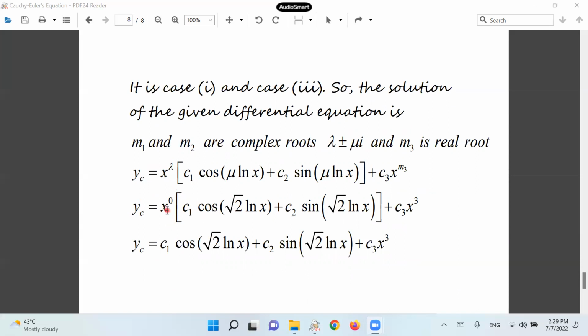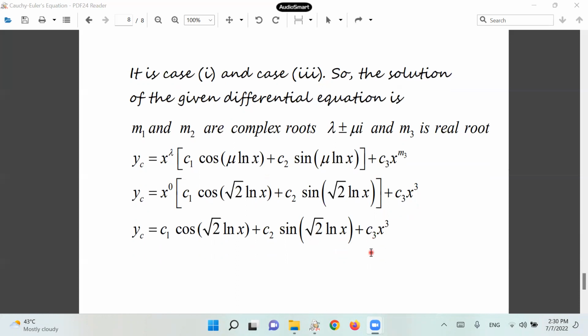Since lambda is equal to 0, x power 0 will be 1. So the answer will be c1 cos of square root of 2 ln x plus c2 sine of square root of 2 ln x plus c3 x cube. So this is the required solution for the Cauchy Euler homogeneous differential equation.